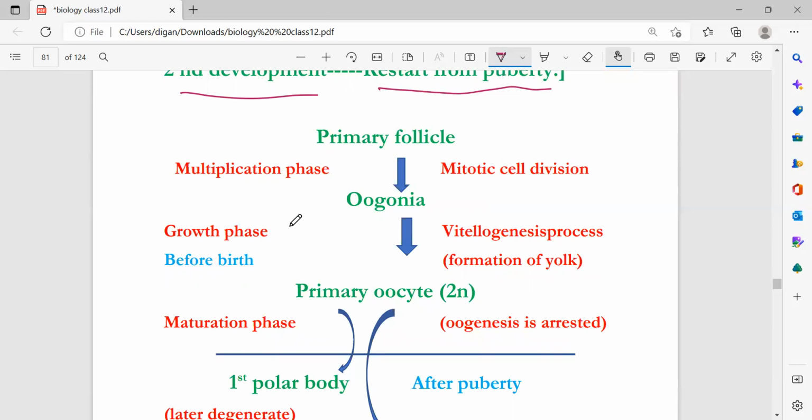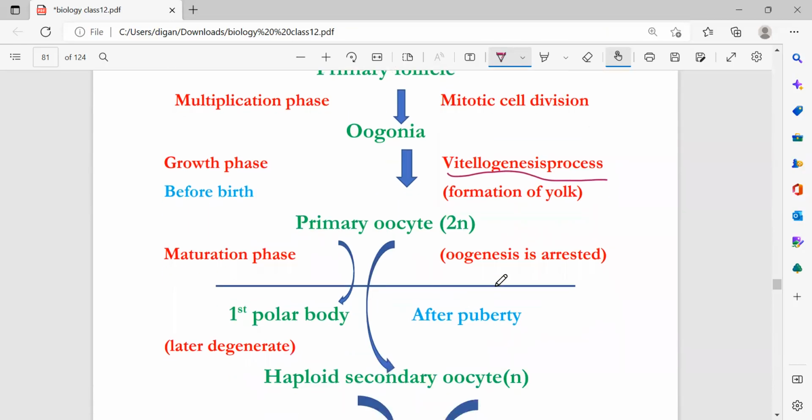Then the growth phase. All these steps take place before birth. In the growth phase, in the oogonia, the formation of yolk takes place, and the name of this process is very important. You remember this term. Then the oogonia forms the primary oocyte and the number of chromosomes will be 2n. Then this is called the maturation phase, and oogenesis is arrested, meaning it becomes stagnant at this stage.